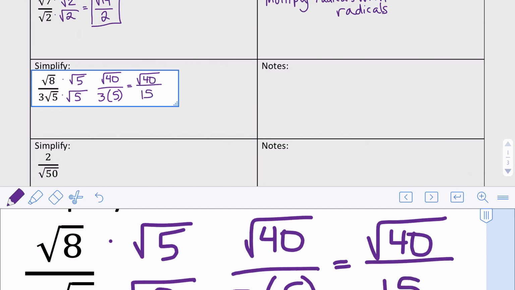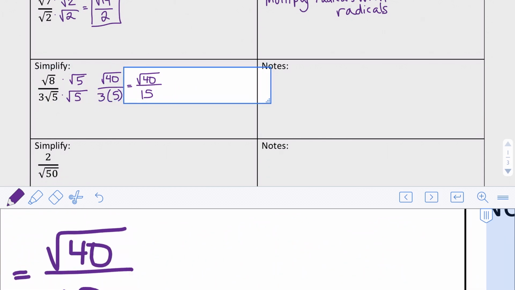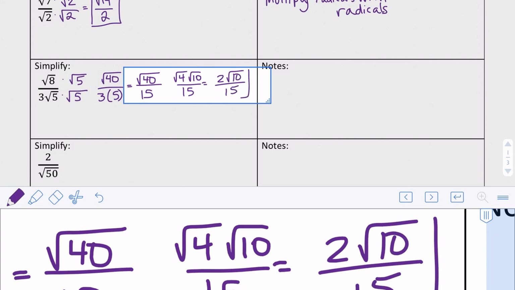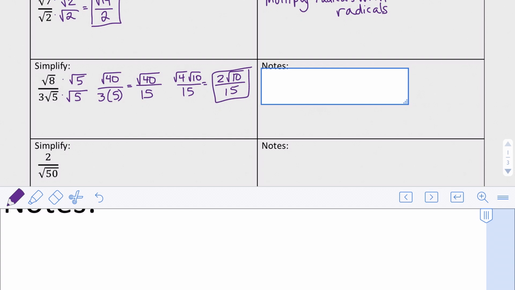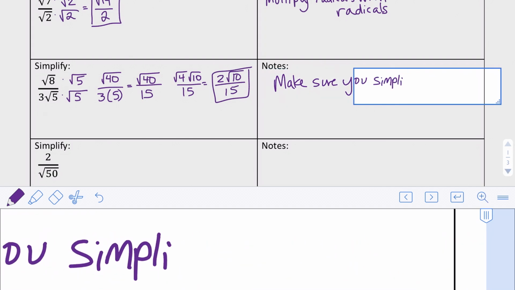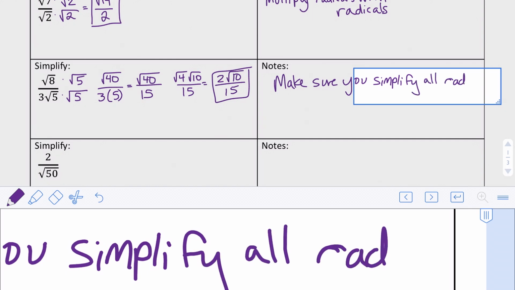And then I think to myself, can I simplify radical 40? Yes, I can, because that's radical 4 times radical 10. 4 is a perfect square. So I just have 2 radical 10 over 15. So my notes here are going to say, make sure you simplify all radicals, if possible.